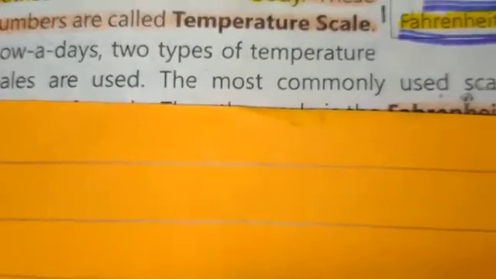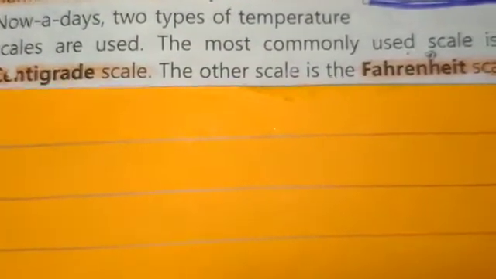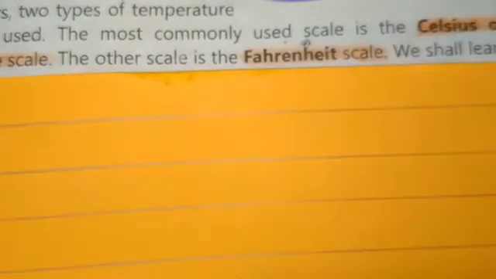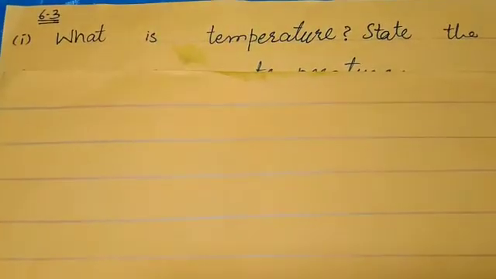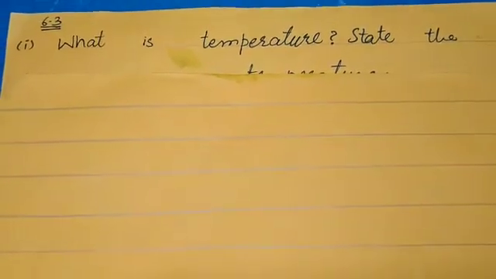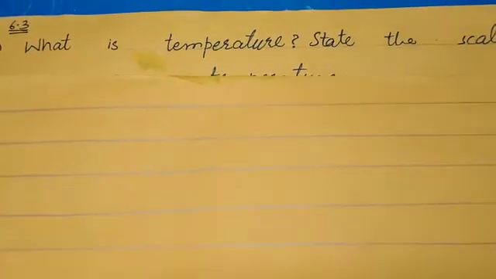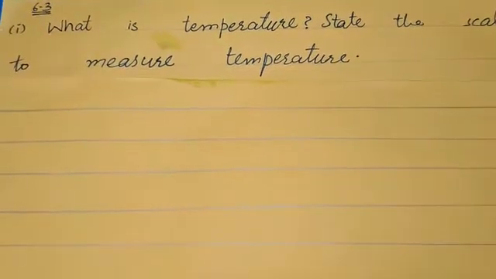Nowadays, two types of temperature scales are used. The most commonly used scale is the Celsius or centigrade scale. The other scale is the Fahrenheit scale. Now we will learn an exercise question 6.3 part 1. What is temperature scale? State the scales to measure temperature.